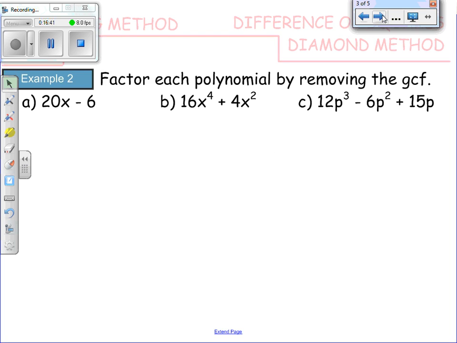Now we're going to move on. Before, it was just asking you for the greatest common factor. Now you're going to actually factor each polynomial.